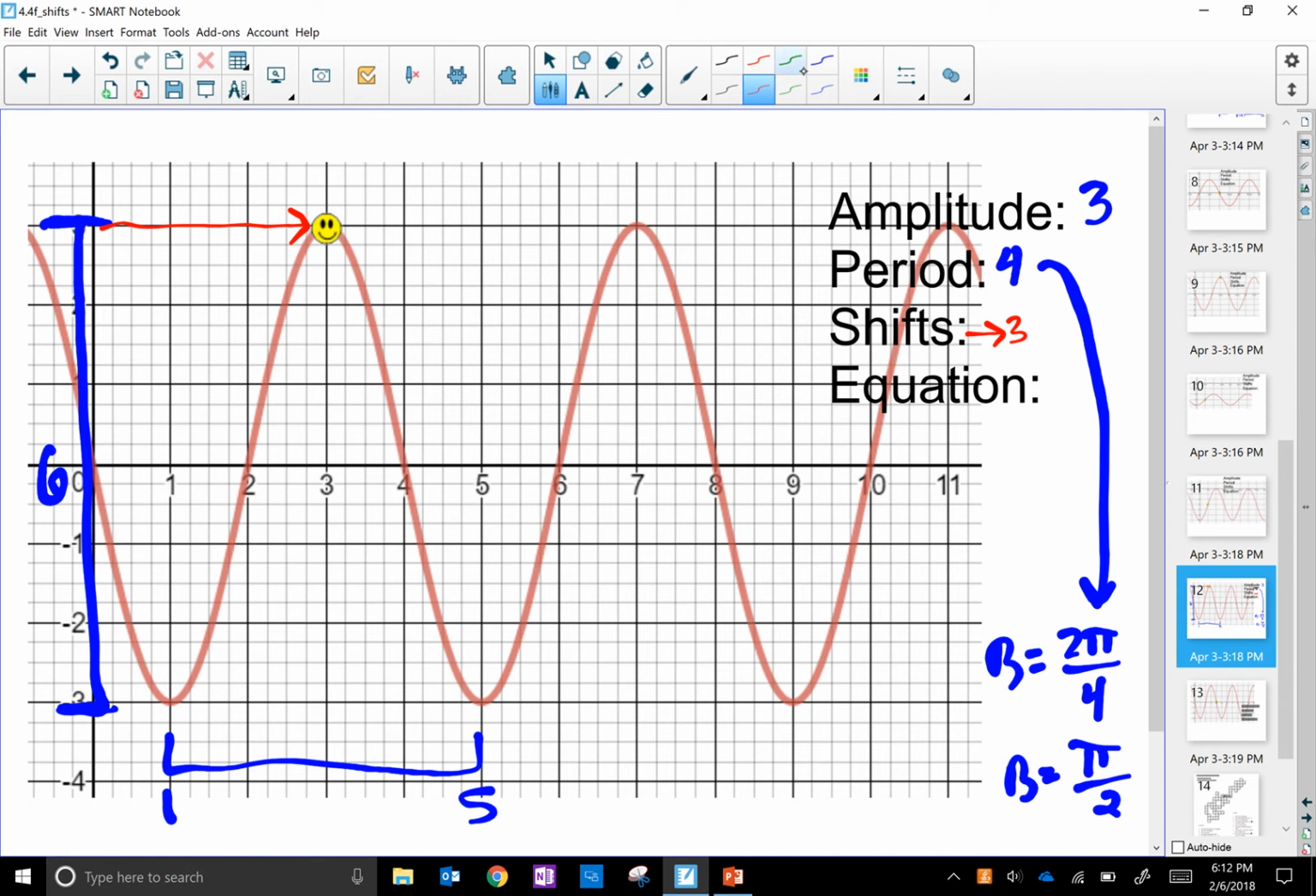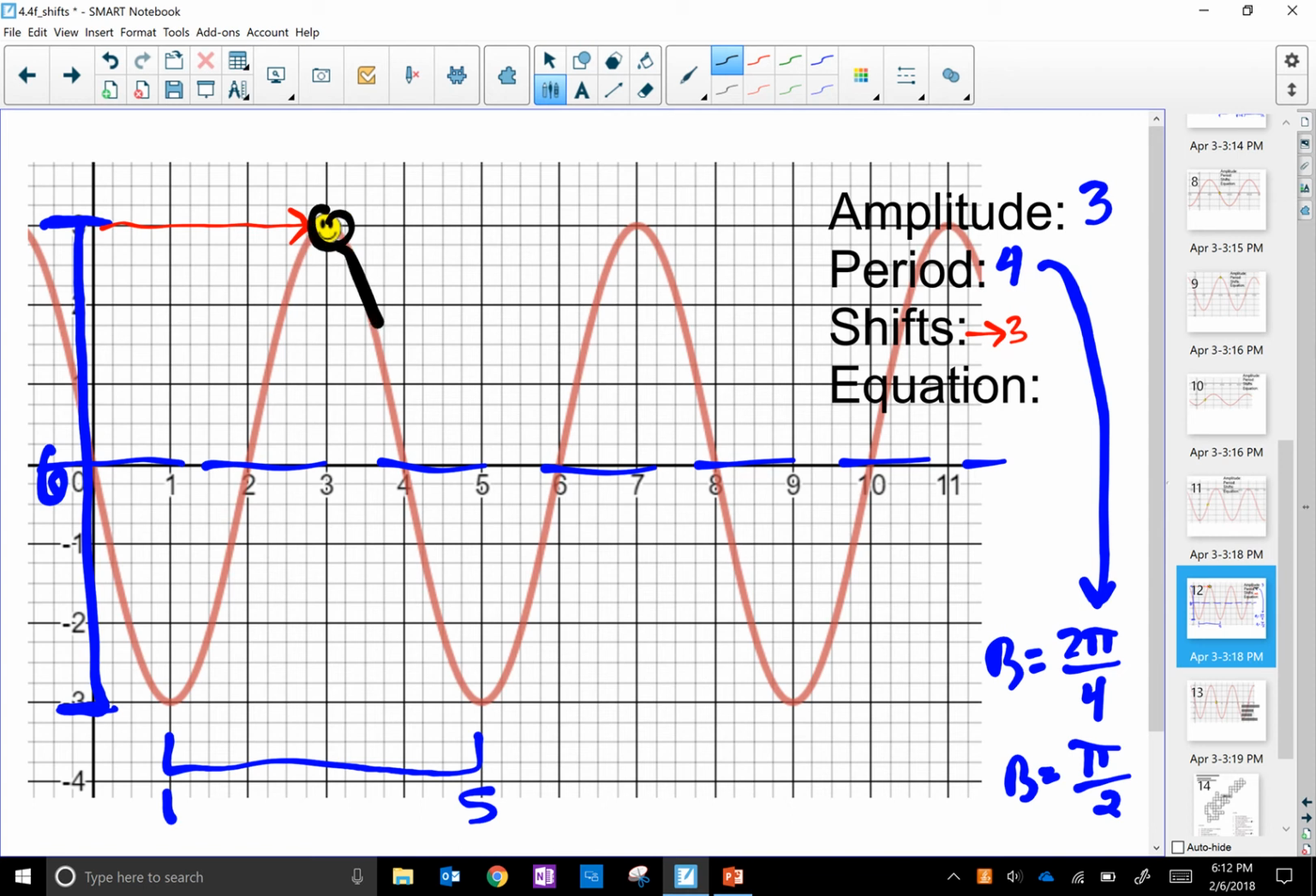Now the vertical shift corresponds to the distance that the midline is from the x-axis. So my midline is on the x-axis, which means I do not have a vertical shift. So there's only a horizontal shift. So last thing to look at is the trend of the graph.